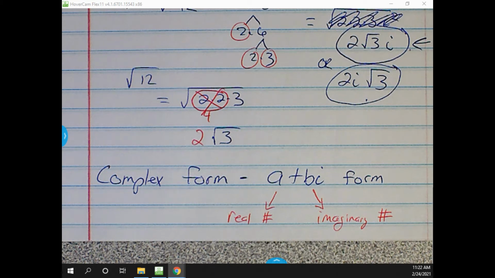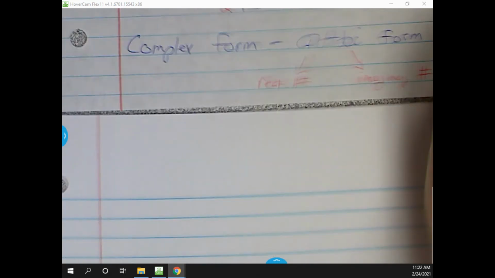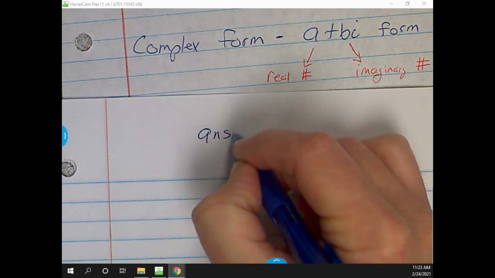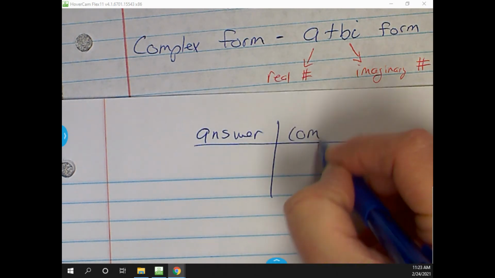All right, so with complex form, sometimes they're going to make you rewrite a number that maybe is not in complex form. So what we'll do is this. Let's say you're doing a problem and you've got an answer that's here, and we'll do like two or three of these. You've got to turn around then and rewrite it in complex form.